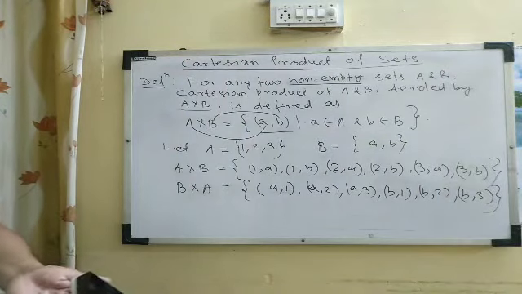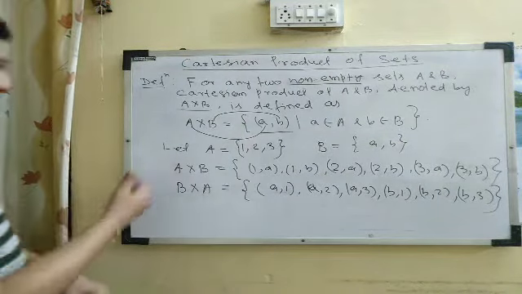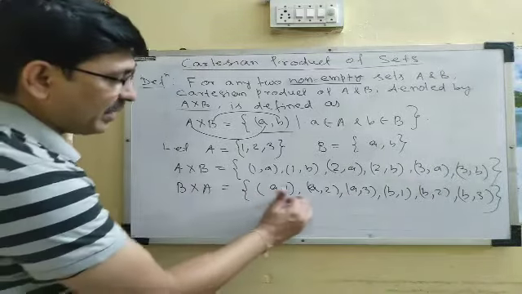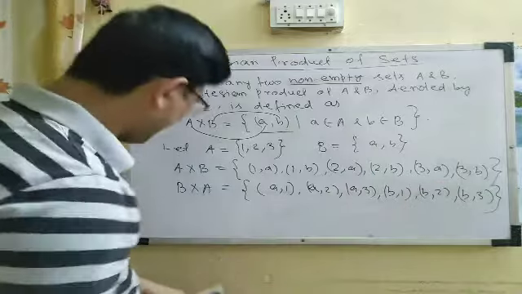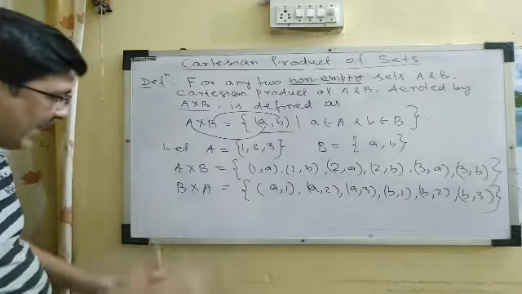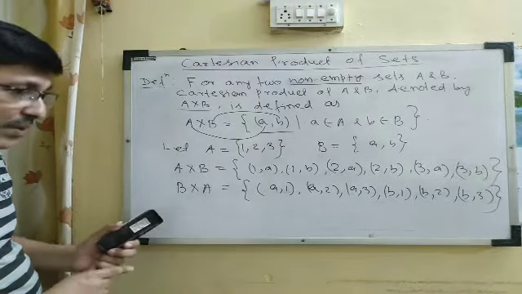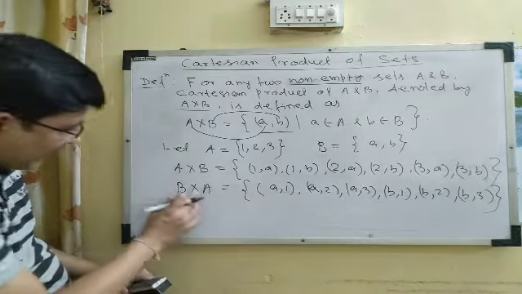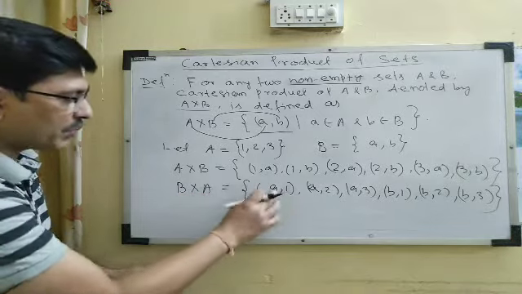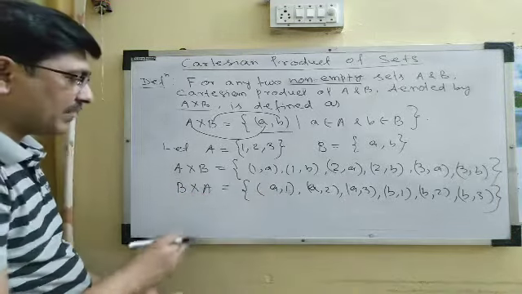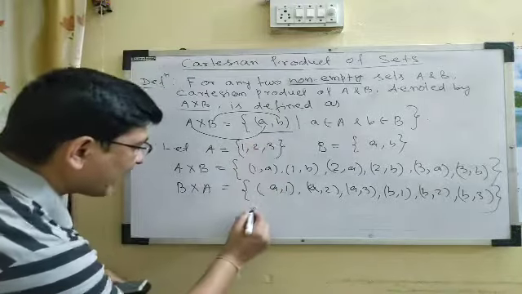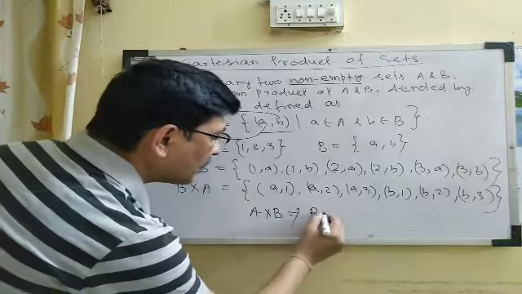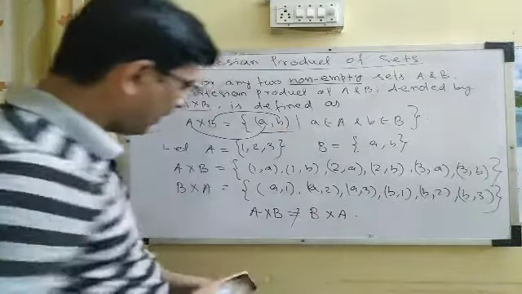Let us compare A cross B and B cross A. A cross B is the collection of (1,a), (1,b), (2,a), (2,b) and so on. B cross A is the collection of (a,1), (a,2), (a,3), (b,1), (b,2) and (b,3). So can we say A cross B is same as B cross A? No, because here (1,a) is an element of A cross B, but (a,1) is an element of B cross A. (1,a) is not equal to (a,1) because these are ordered pairs. So order is important. So we can write A cross B is not equal to B cross A. So these two are not equal.